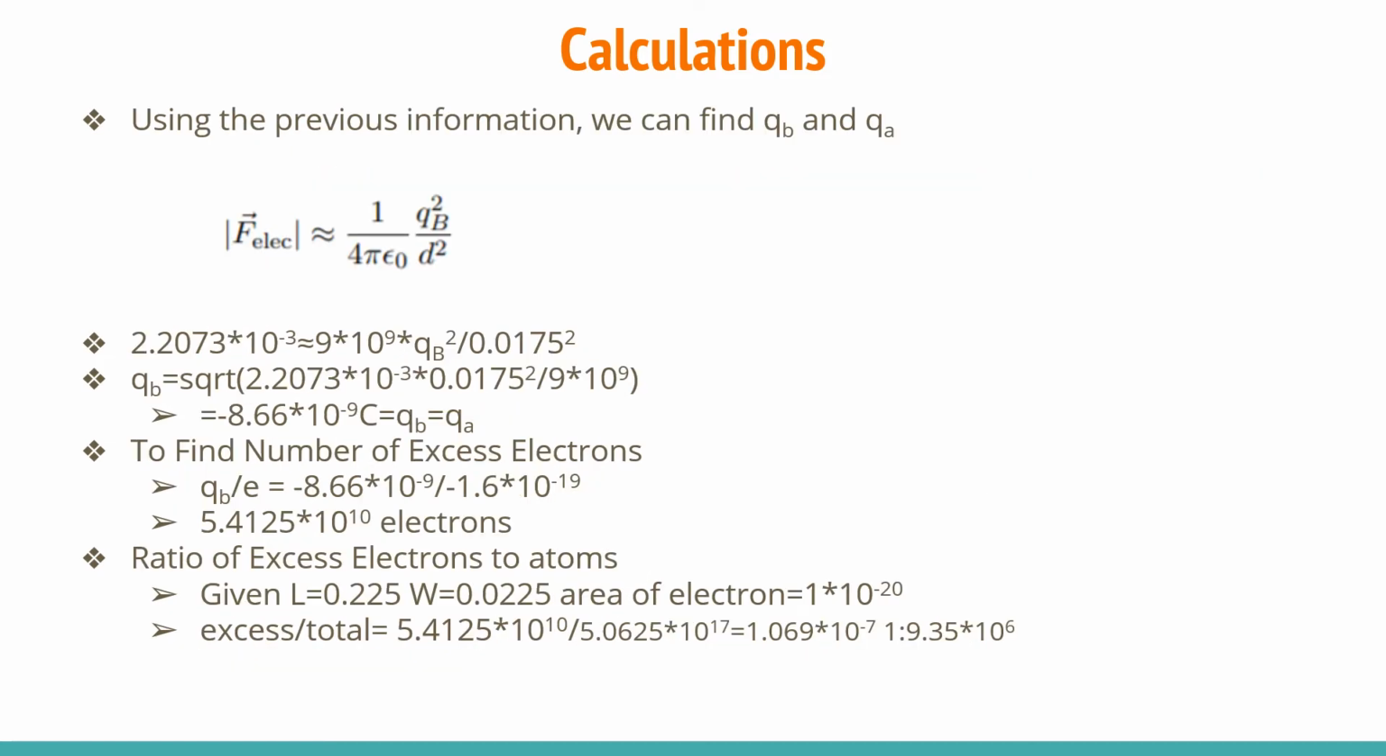Using the previous information and Coulomb's law, we can solve for the charge of a single piece of tape. The number of excess electrons can be found by dividing the excess charge by the charge of an electron. The ratio of atoms to excess electrons can be found using the dimensions of the tape and size of an atom to find the total number of atoms, and dividing the excess electrons by the total atoms.